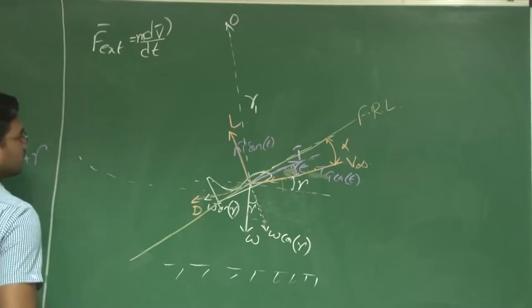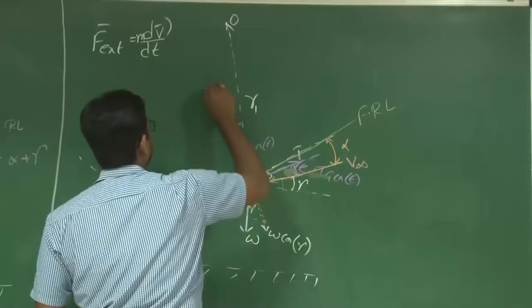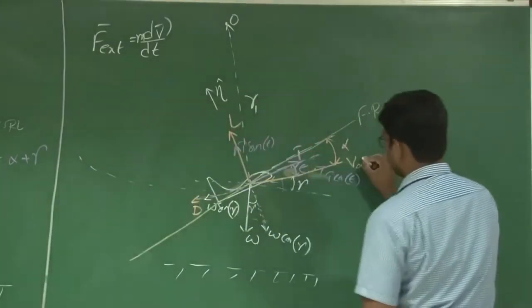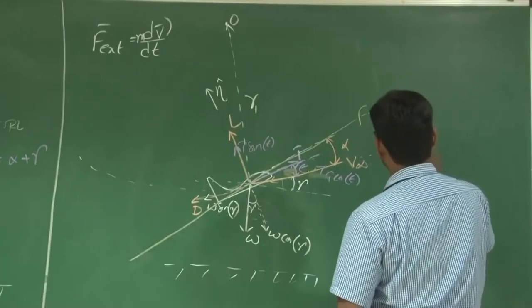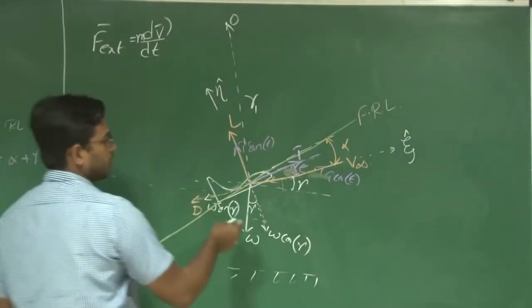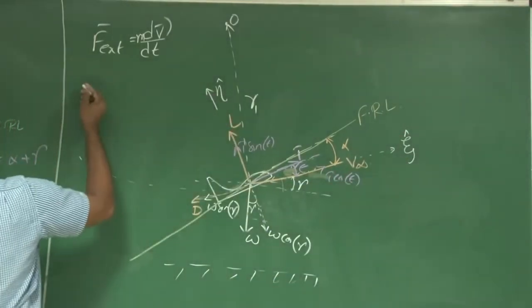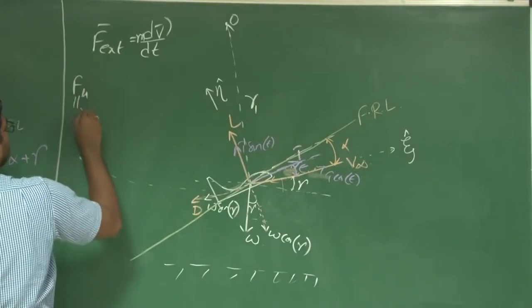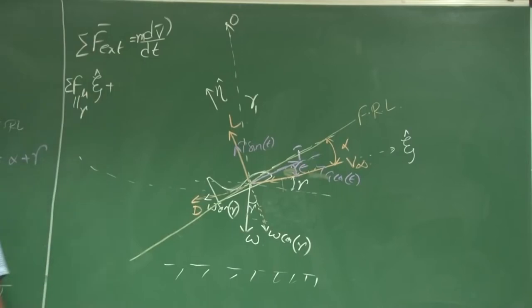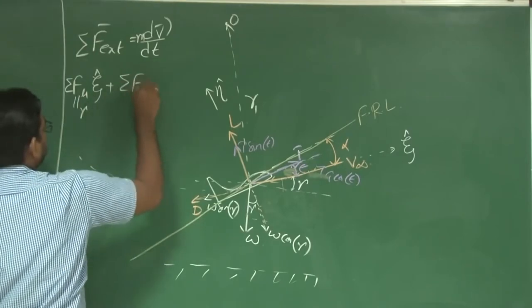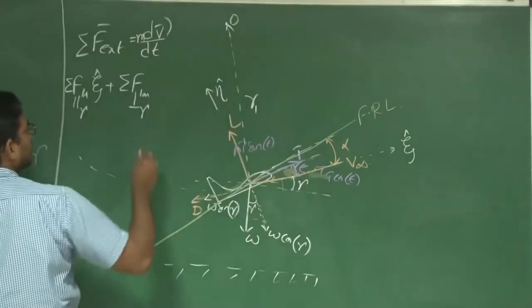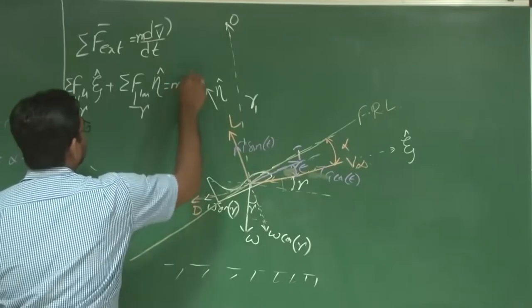So now let us consider a unit vector along the lift direction, eta cap, and a unit vector parallel to the flight path, zeta cap, right? So this is the positive direction of your eta cap along the lift, and this is the positive direction of your zeta cap. So the total external force is the force parallel to gamma into zeta cap plus sigma F perpendicular to gamma, that is perpendicular to the free stream velocity, along the eta direction, equals m into dV bar by dt.